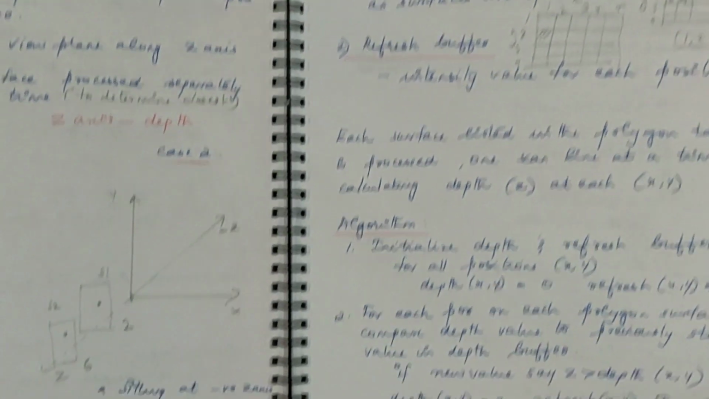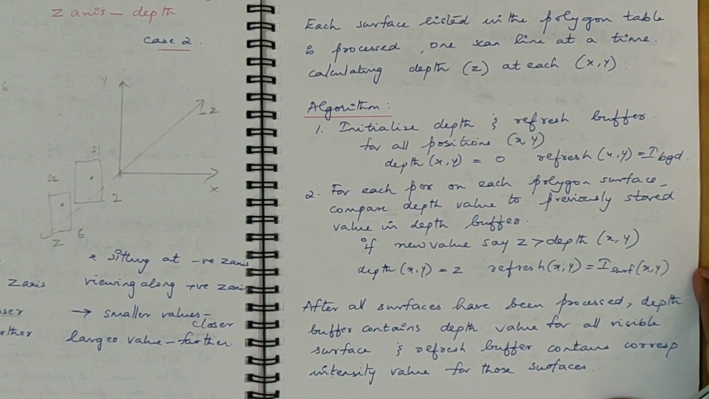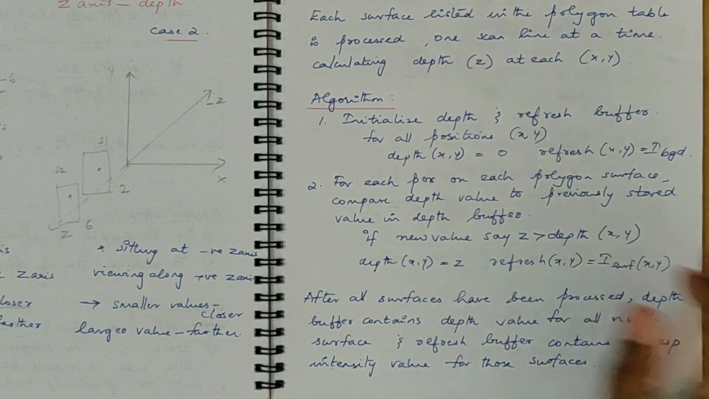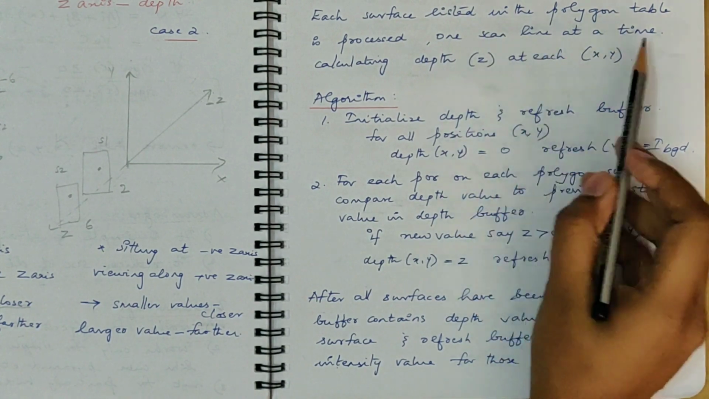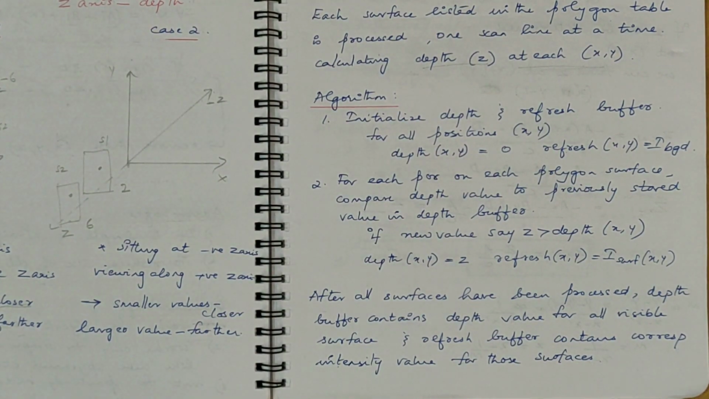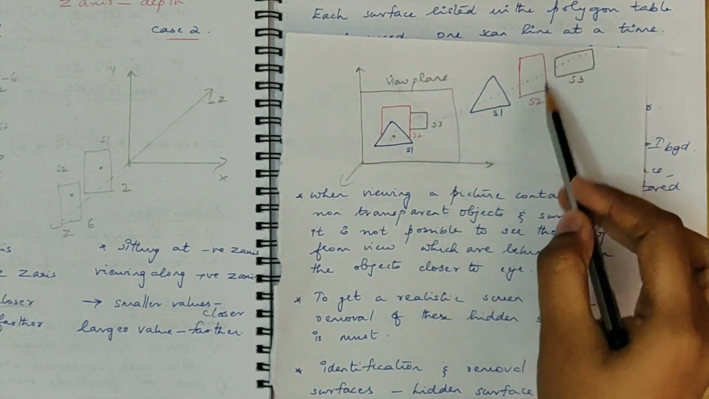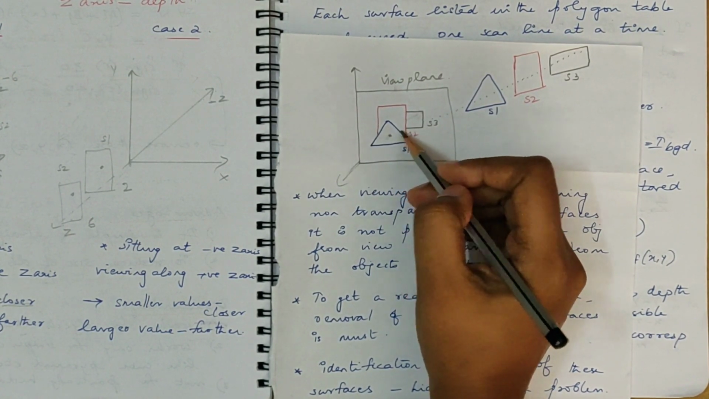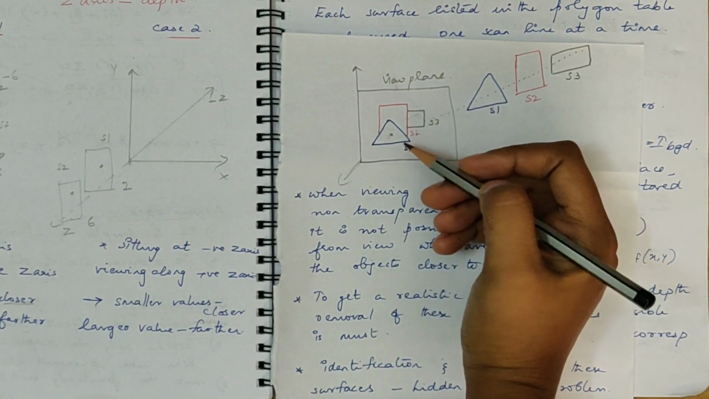Okay. So here what we do is we process the surfaces one by one. Each surface listed in the polygon table will be processed one by one, one scan line at a time, in order to calculate the depth at each xy. Say for example, if you have these three surfaces, you take each surface one by one, and for each surface these are the pixel positions. For each of the pixel positions, the depth value will be calculated, and depending upon the depth value, which is visible and which is not will be determined.